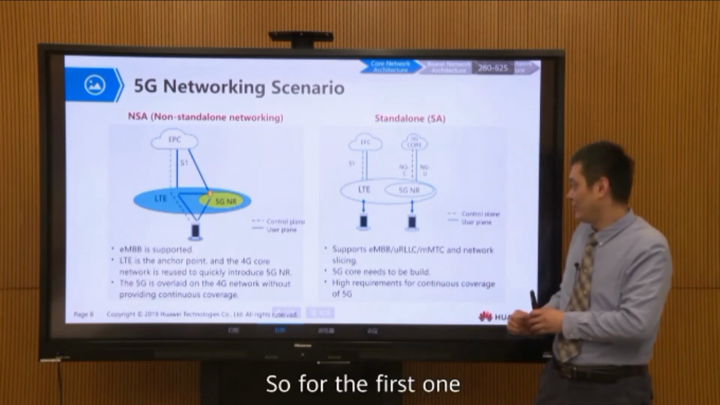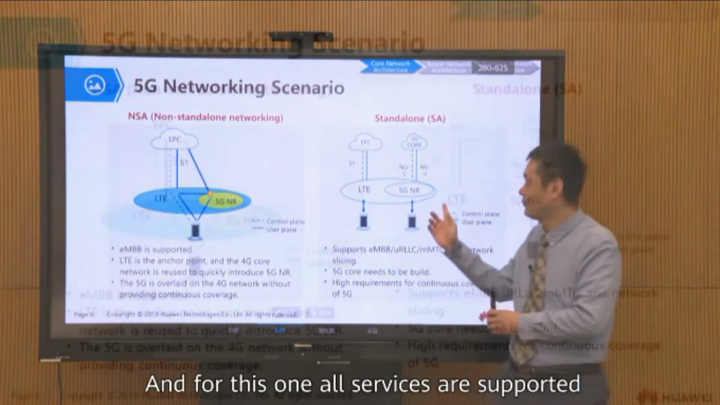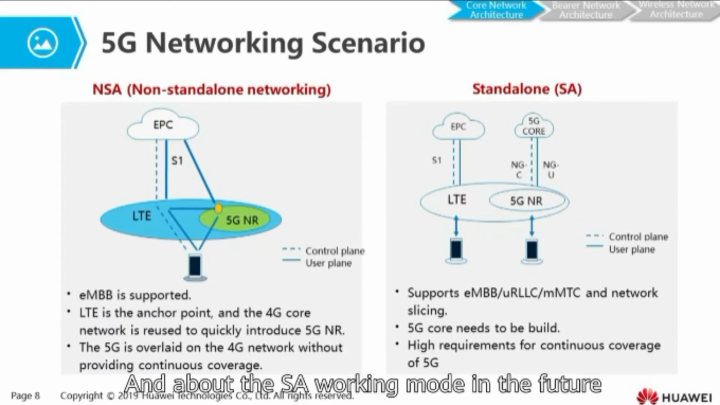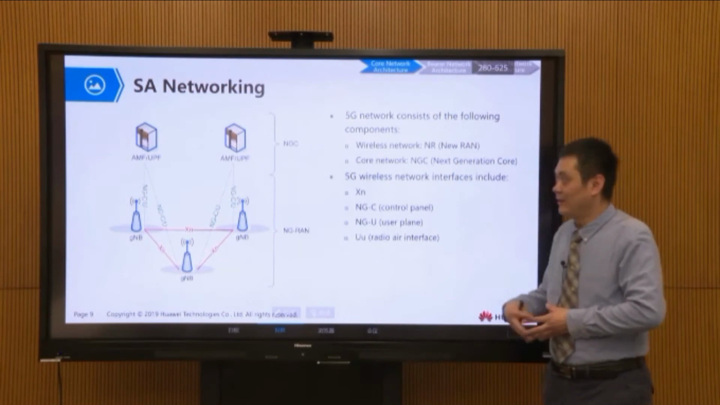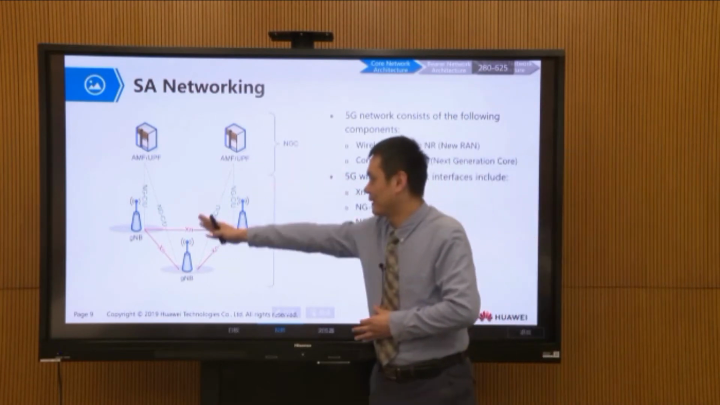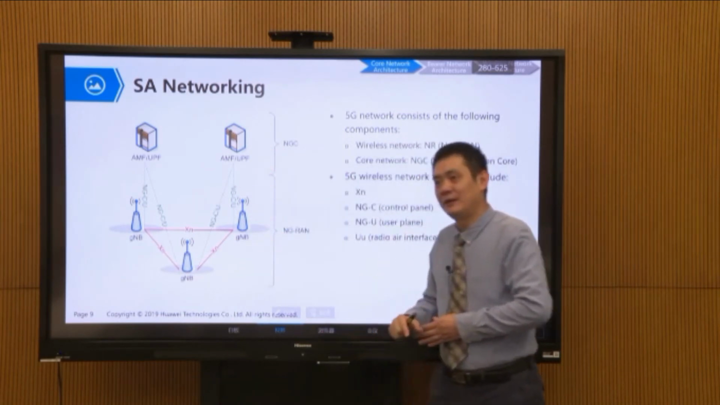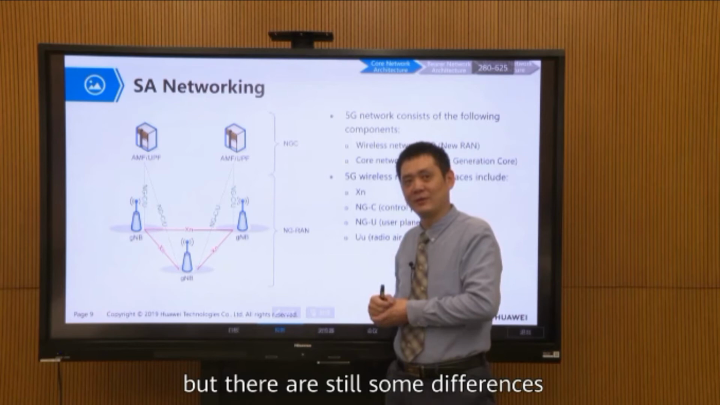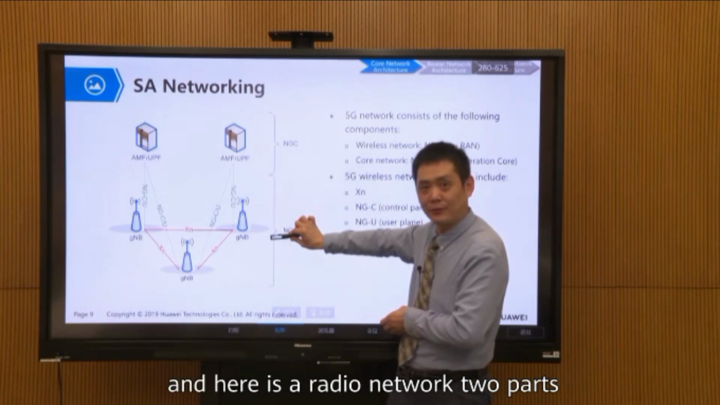So for the first one, only eMBB service is supported, and for this one, all services are supported. So this is about these two networking modes. And about the SA working mode, in the future, all networks will evolve to this type. In more detail here, you can see this structure is very much like the LTE network, almost the same, but there are still some differences. First of all, here is a core network, and here is a radio network, two parts.